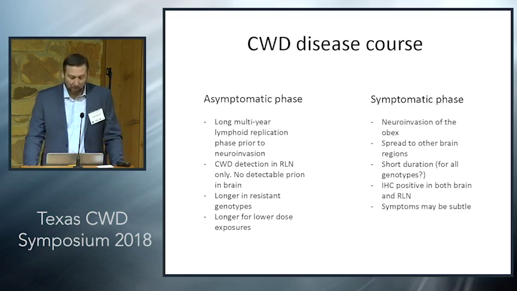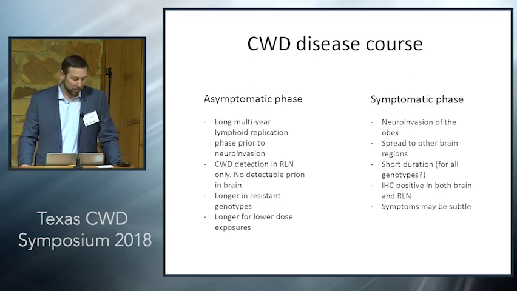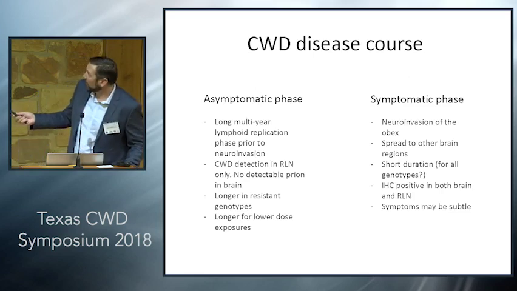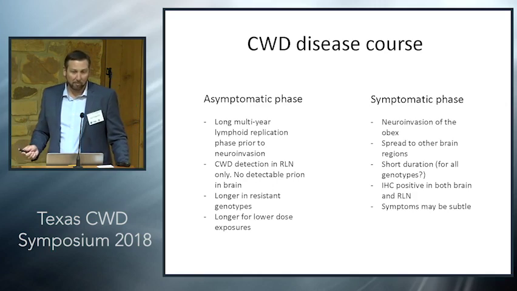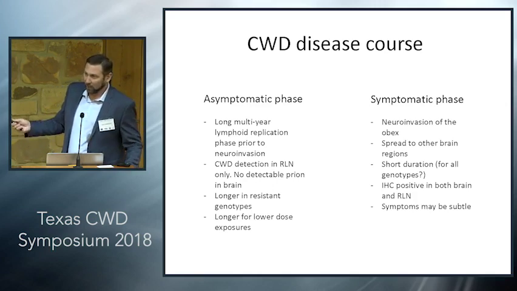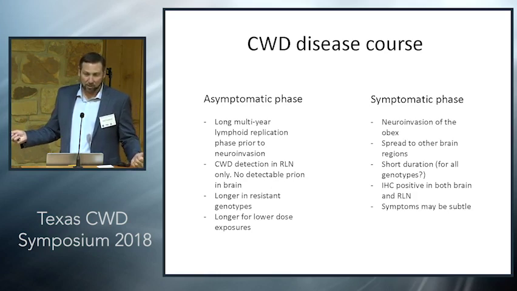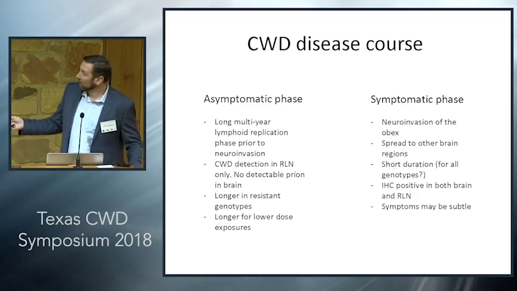I also wanted to mention a couple of the things we talk about when I'm mentioning asymptomatic phase versus symptomatic phase. The asymptomatic phase is characterized by positivity typically only in the lymphoid region, and it's prior to neuroinvasion. So the obex would be negative by IHC and potentially even negative by amplification testing. And this phase can be longer in resistant genotypes. I'm going to get into that a little bit later. But it was mentioned that the 96G and 96S animals have different disease courses, and they could potentially be longer. And there are other resistant genotypes which could potentially even be longer than that.